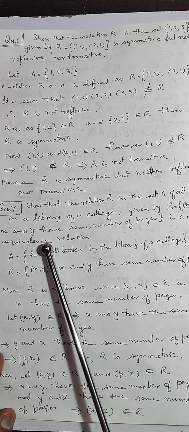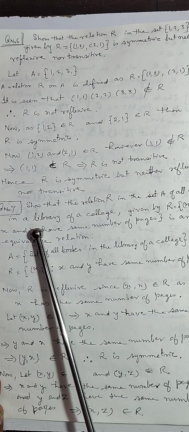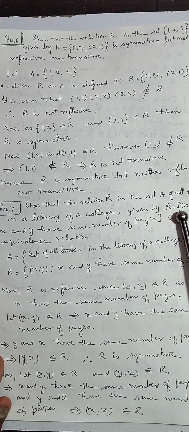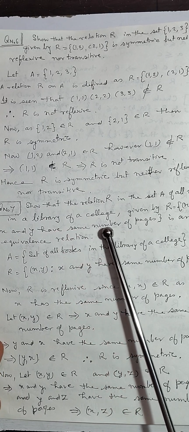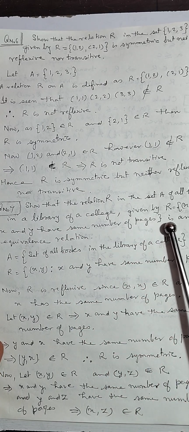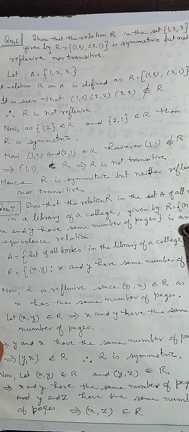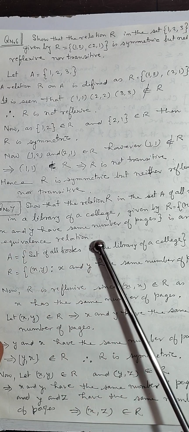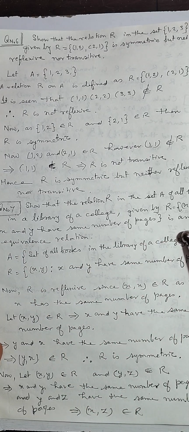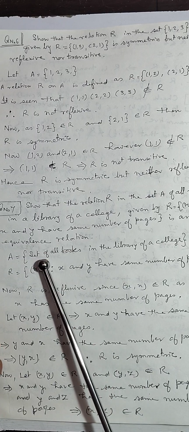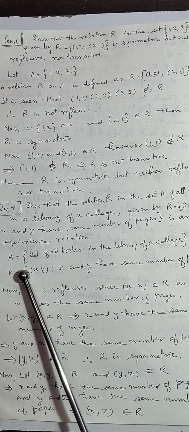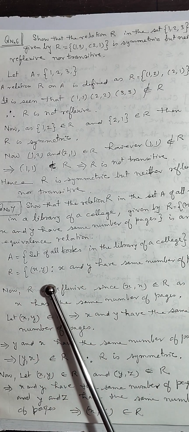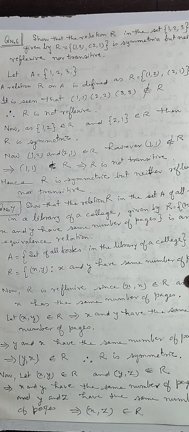Now come to question number 7 of exercise 1.1. Show that the relation R in the set of all books in the library of a college given by R = {(x, y) such that x and y have the same number of pages} is an equivalence relation. अब देखिए, फर्स्ट है A, that is set of all books in the library of the college. रिलेशन क्या दिया हुआ है, (x, y) such that x and y have the same number of pages.